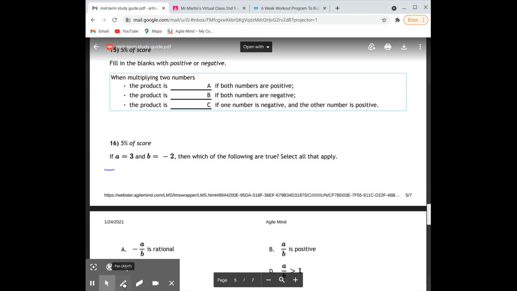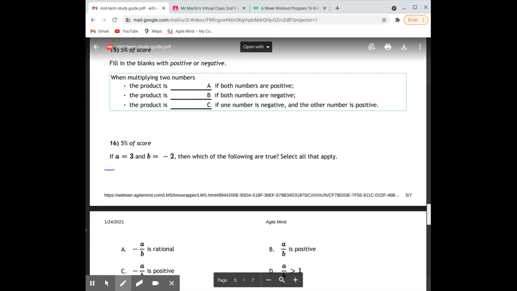Tamarian, can you read this? Number 15? Fill in the blanks with a positive or negative. Their product is blank if both numbers are positive, the product.